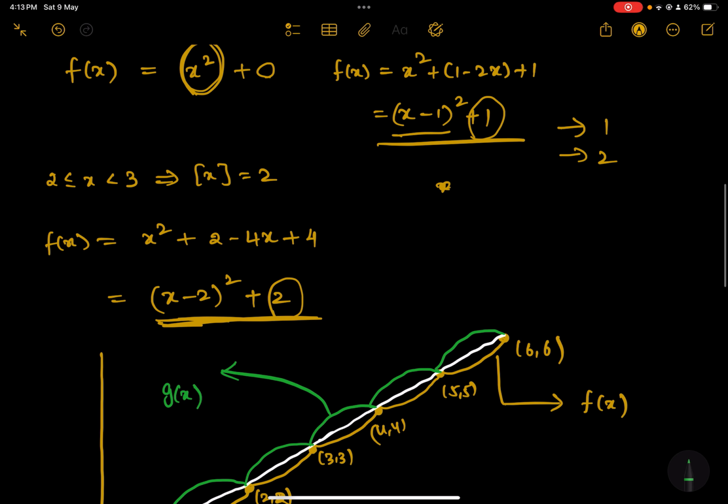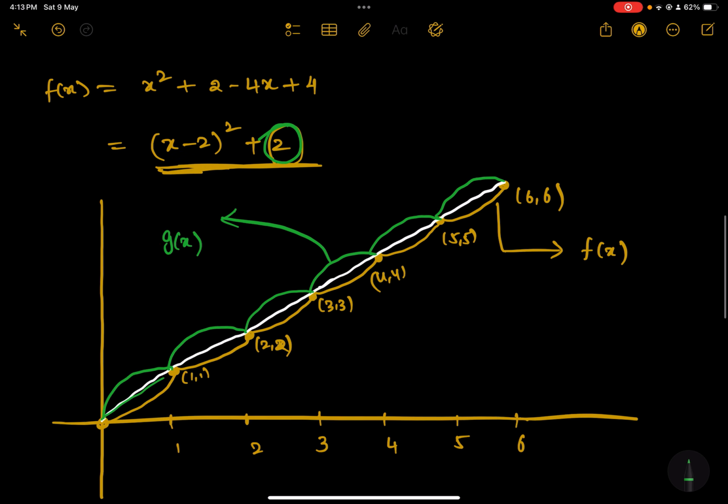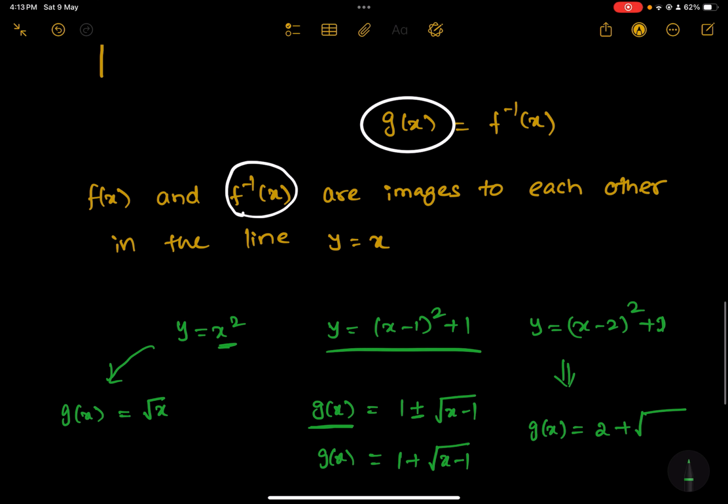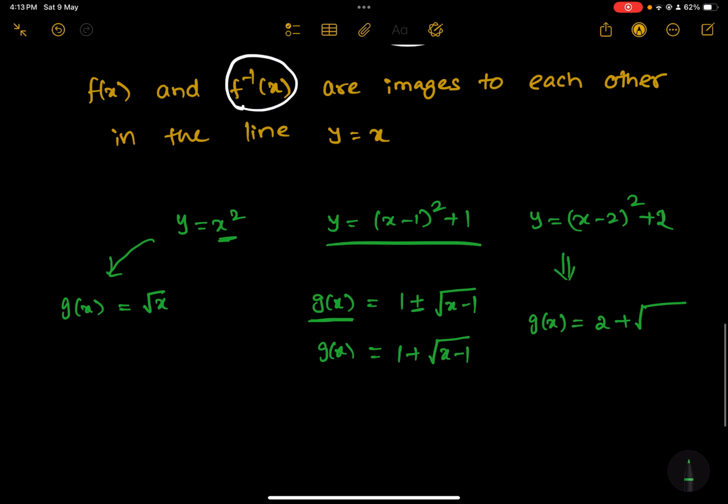Sorry, I think I made a mistake. This is x minus 2 whole square plus 2. So this is x minus 2 whole square plus 2, and this is simply 2 plus square root of x minus 2.